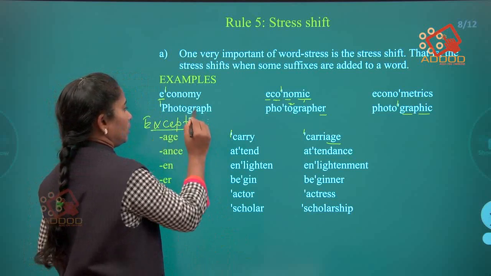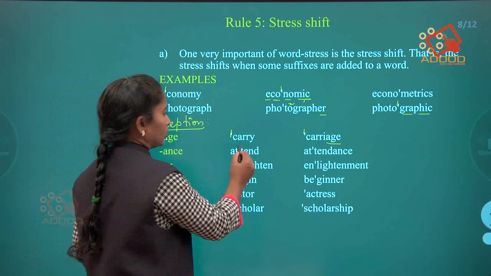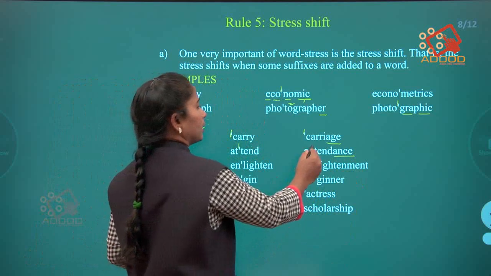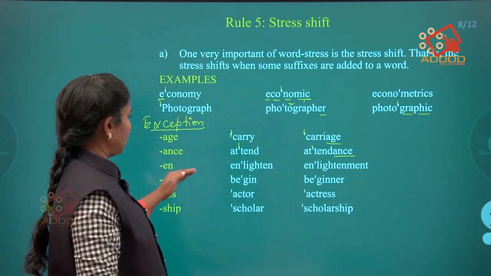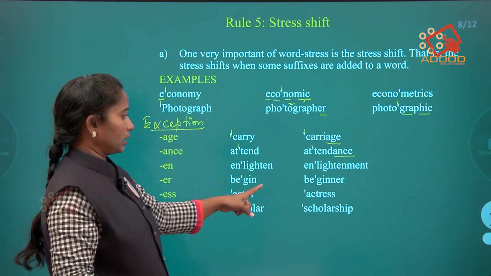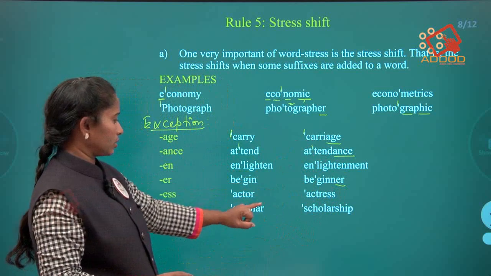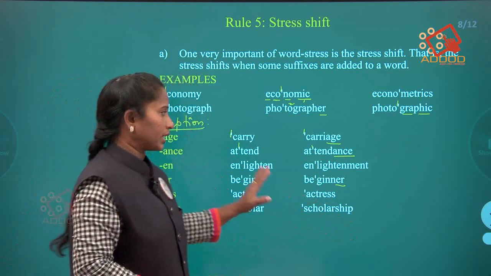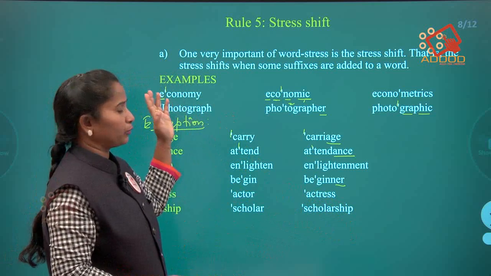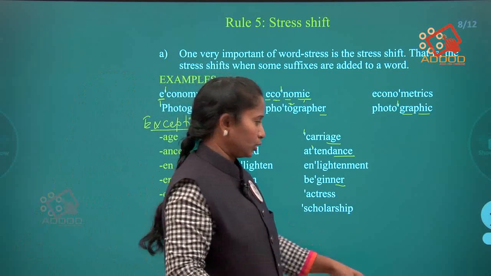For every grammar rule, you have exceptions. So this you have to understand. For example, attendance. So attend, you have on the second one. Again, even though the suffix -dance is added, you will have it on the same second syllable. Similarly, enlighten, enlightenment, you have it on the same second syllable. Begin, beginner. Even though the suffix -er is there, it will be on that. Actor, actress, scholar, scholarship. So for such words, we don't have a stress shift. But otherwise, for a few words you have a stress shift when there is a suffix. So you practice this so that you will remember.